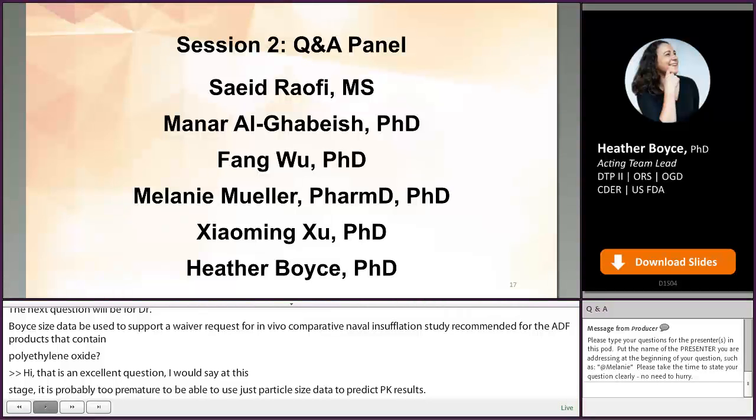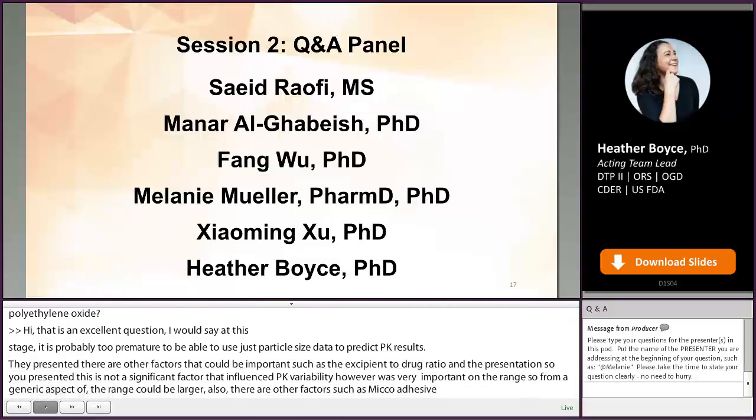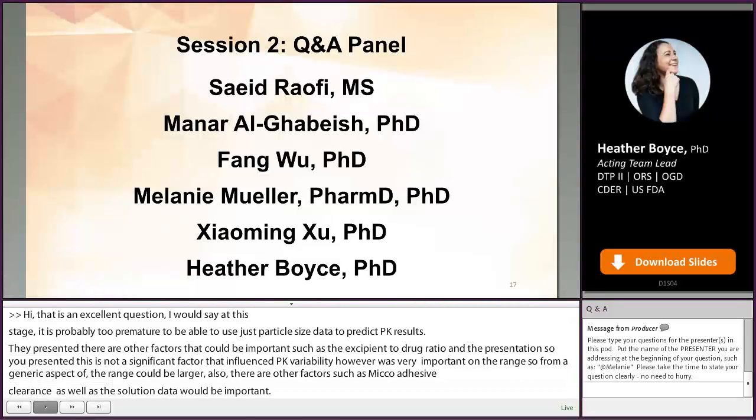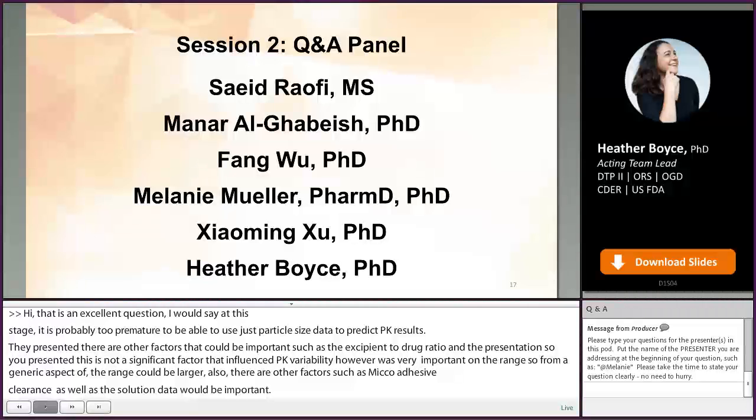Also, there are other factors such as mucoadhesive clearance that may need to be considered in these types of predictions, and dissolution data would be important as well. So this type of work is ongoing in ORS, but at this stage, using the data by itself would not be suitable to request a waiver for insufflation studies.